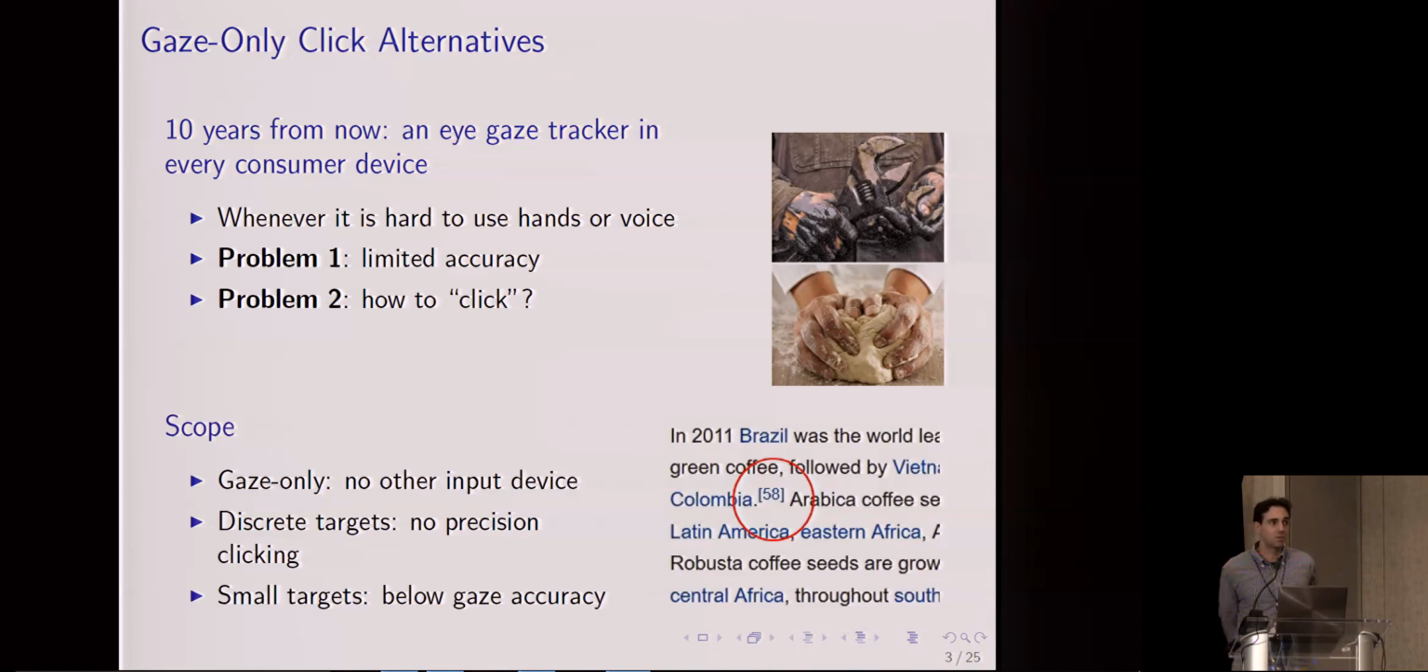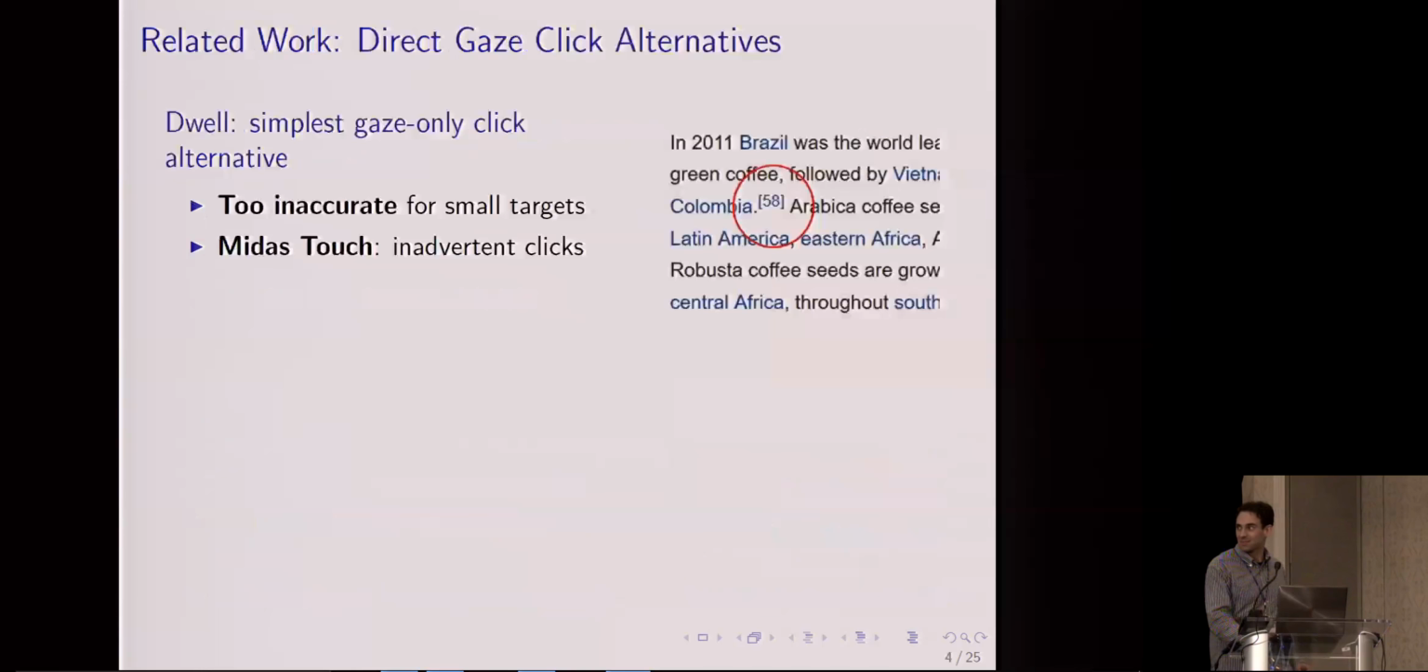So now the scope of what I'll be presenting to you is gaze-only clicking, so we don't consider any other input device, that would defeat the point. We're looking at clicking on discrete targets, such as buttons and hyperlinks, and clicking on links will be also the running application in the talk. And we're looking also at small targets, so not just the conveniently large buttons, but for example here, in hyperlinks, sometimes you get really small hyperlinks, and they're actually smaller than gaze tracking can be accurate. So we have to do something in addition to just gaze tracking to click those targets.